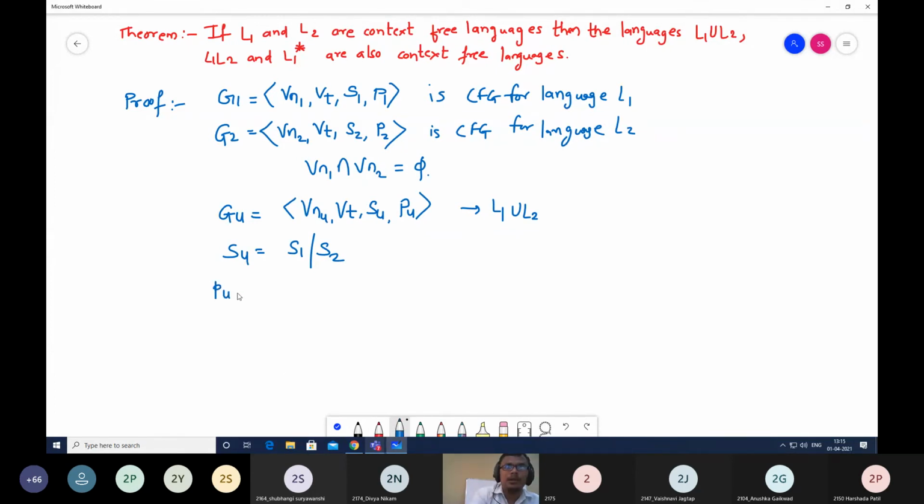It will be PU. It will have all the production rules of P1, because if I am generating strings from S1, for that I'll need production rules of P1. Plus it will have all production rules of the second grammar, so that I'll take from P2. Because if I want to generate strings from S2, I need productions from grammar G2, which is P2. And one more production rule that we have added, that is SU gives S1 or S2.